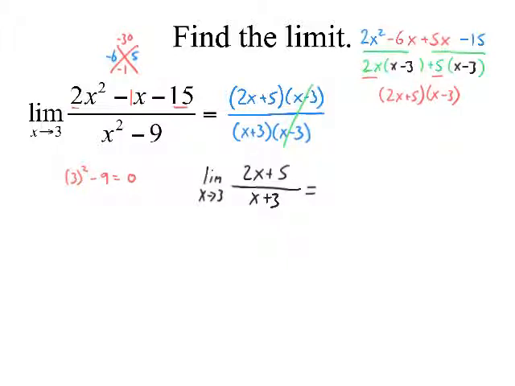Now plug in 3, watch what happens. 2 times 3 plus 5 over 3 plus 3. Again, I'm plugging in 3, this 3 right here. Do you see I plugged it into the new function? And I don't error out this time. This one gives you 11 over 6.